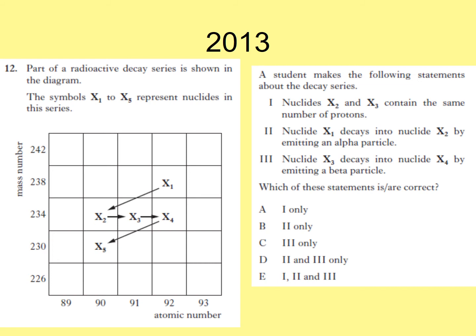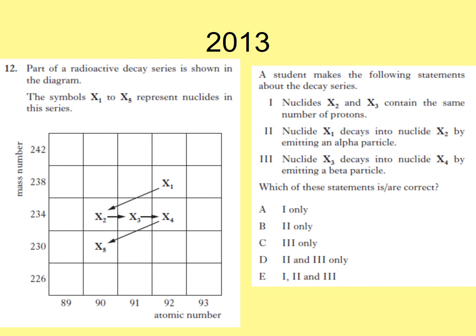In the 2013 paper, we're looking at a transition diagram. Now, the transition diagram shows the radioactive decay that's occurring. So we have X1 to start, then goes to X2, then goes to X3, X4, and X5. We need to look at the difference in the mass number and the atomic number at each of the transitions to tell us what particle has decayed.